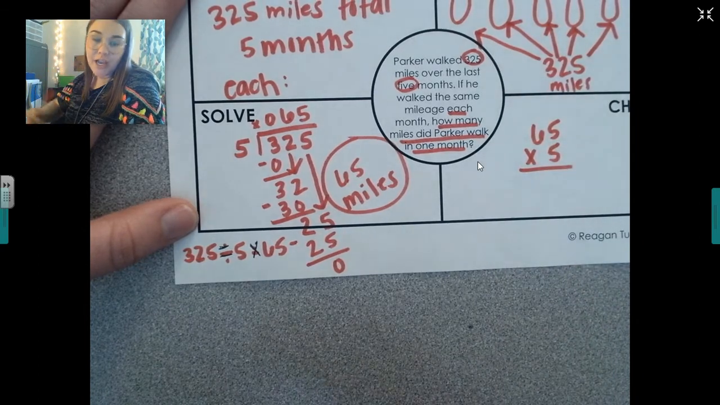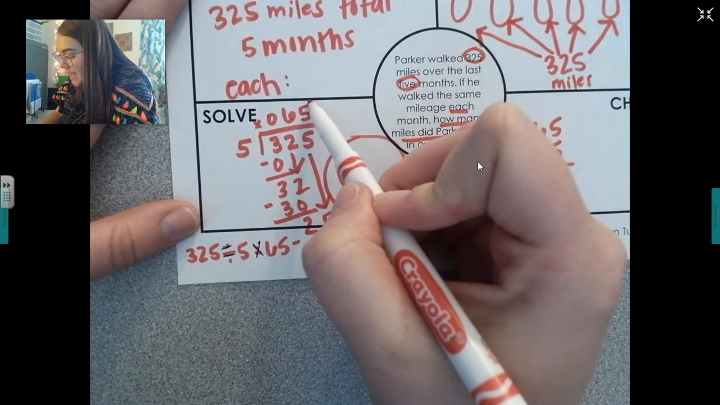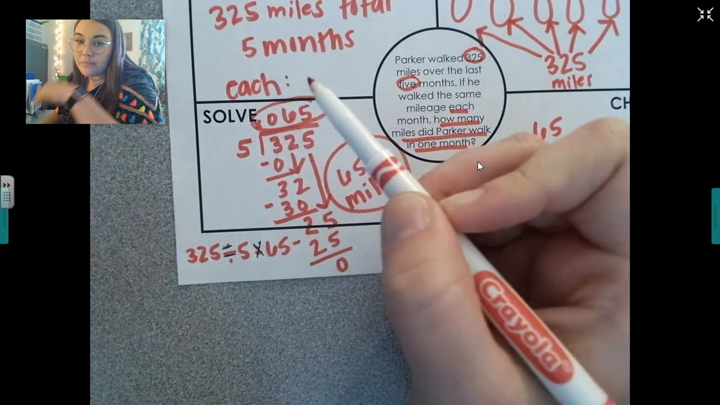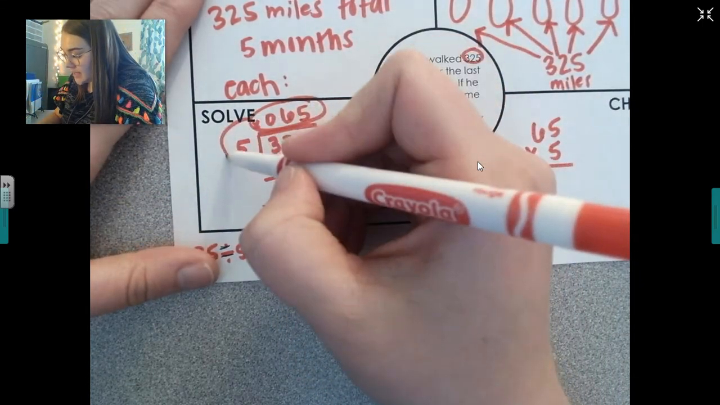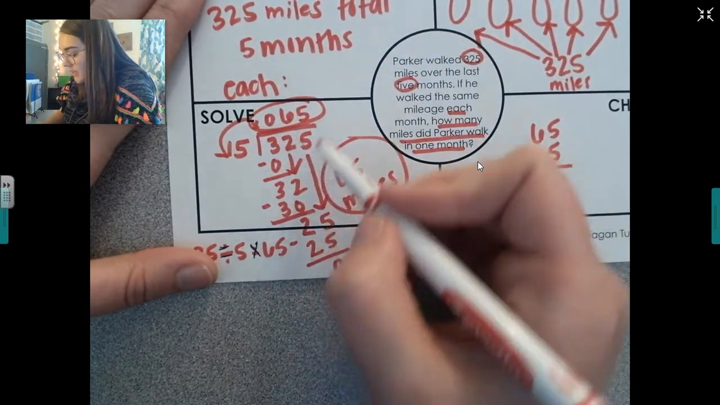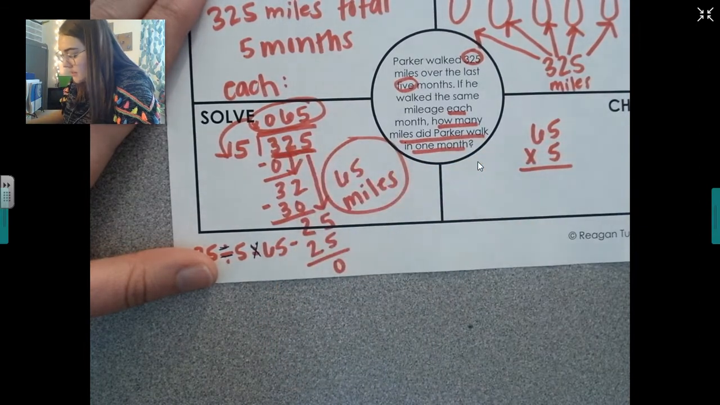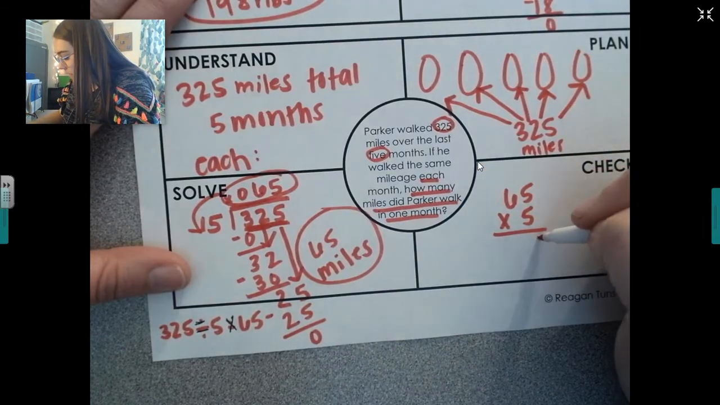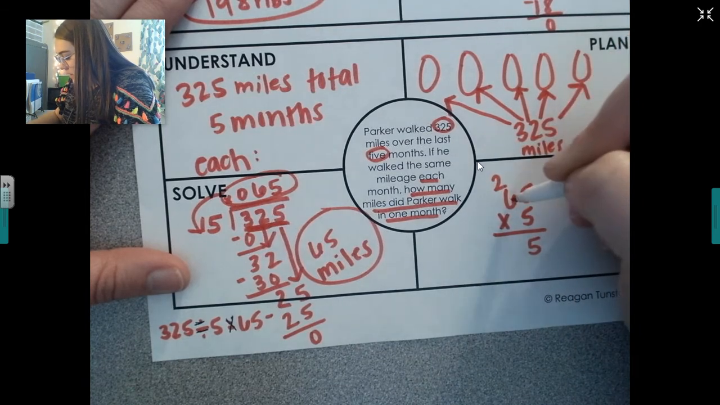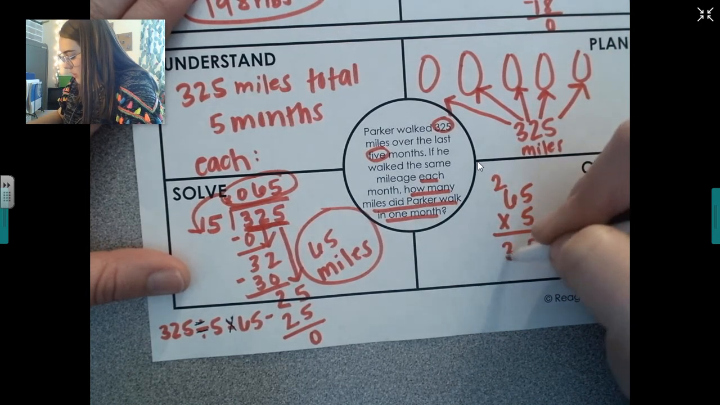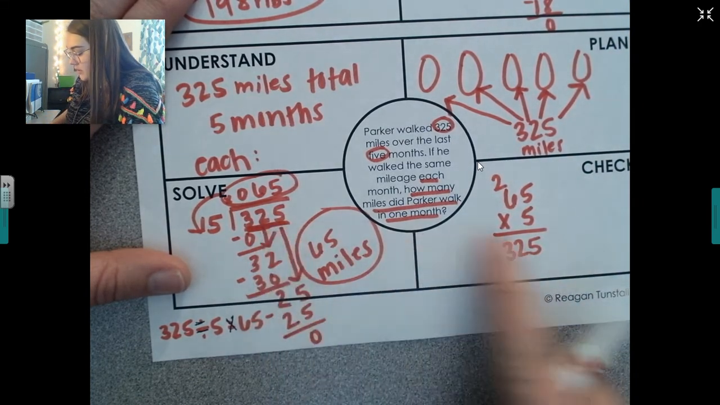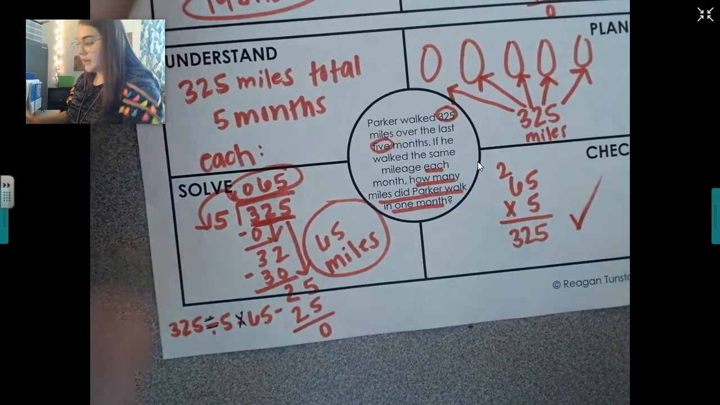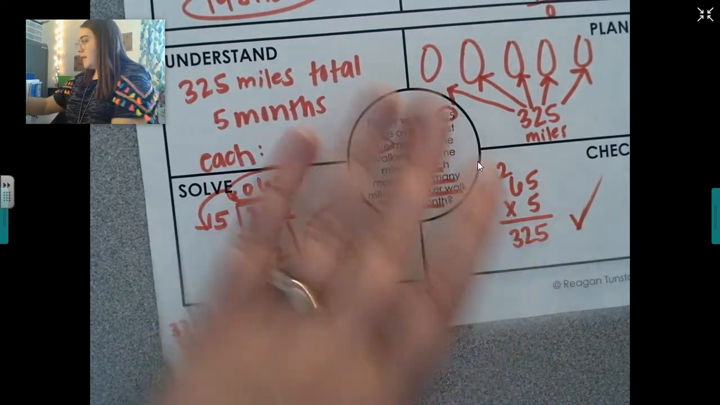I taught you how to check your division problems. You take your quotient and you multiply it times your divisor, and it should give you your dividend. So 5 times 5 is 25. 6 times 5 is 30 plus 2 is 32. So did I get the correct answer? Sure did. All right, so we are actually going to do 5 just like we did on Friday.